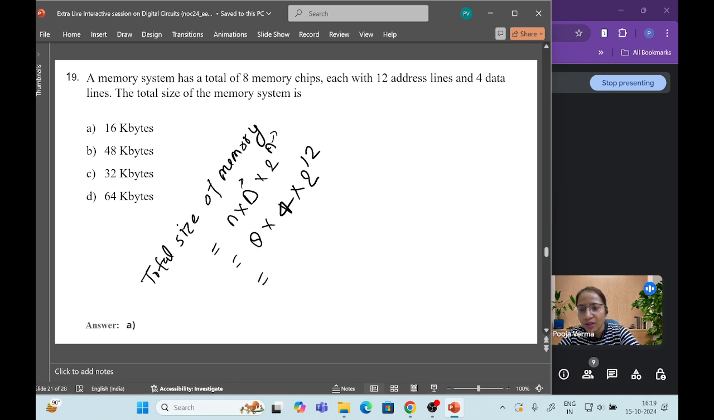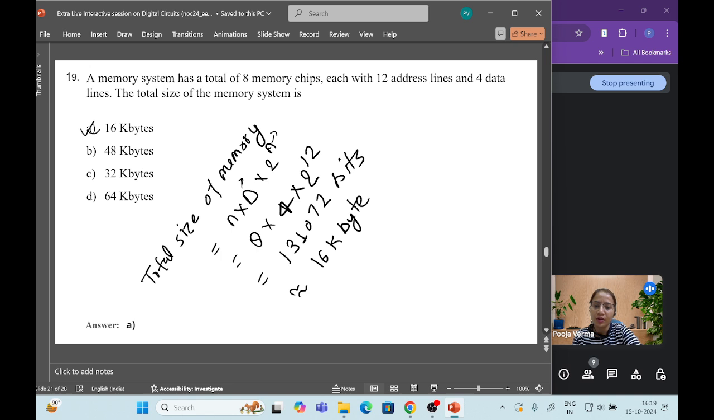Okay, if you further multiply it, you will get 131072 bits. If you further convert it, you will get 16k bytes. Convert bits into bytes. Approximately 16 kilobyte. So you just have to multiply, and after that convert into bytes, because in the question the options are given in bytes only. So 16k bytes. To convert it, just divide by 8. I hope you are getting it. So moving to the next question.